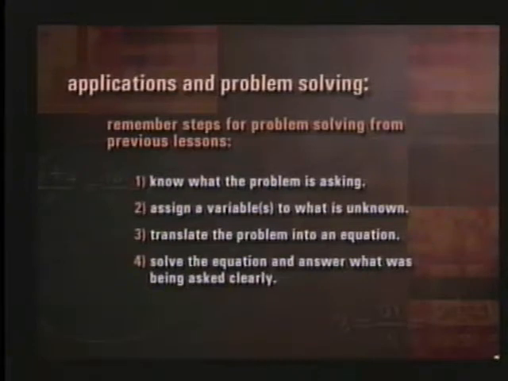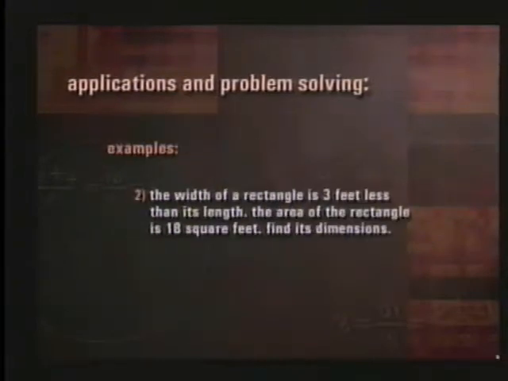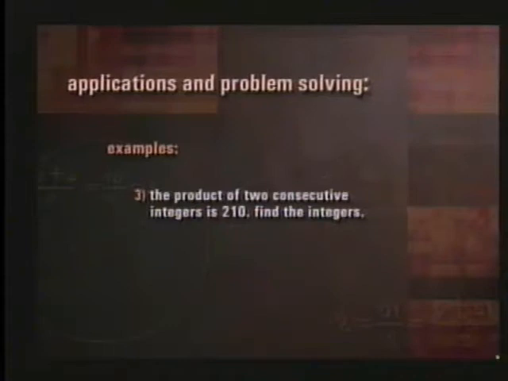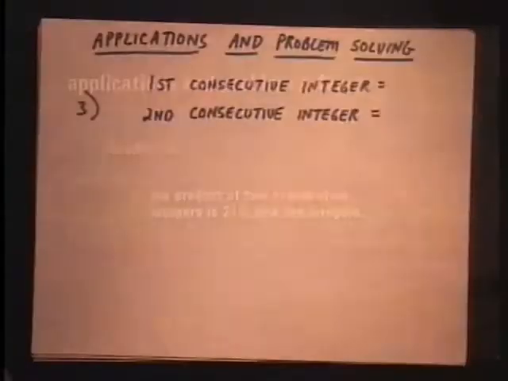So let me scroll through a few graphics here. We did example 1 and example 2, which brings us to the next example, example 3, which states the product of 2 consecutive integers is 210. And they want you to find those integers. All right, so let's go to some examples here. And what are we after in this problem?